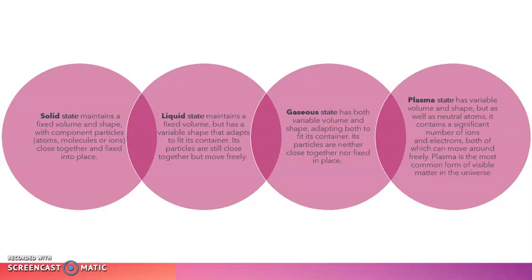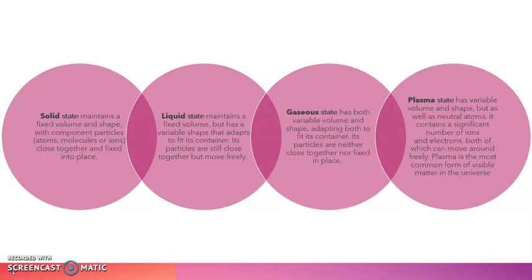That means it does not have any inherent shape, but it will mold itself according to the shape of the container. Particles are still close together and they can move freely. Next is gaseous state. It has both variable volume as well as shape, and it adapts both to fit the container and the particles are neither close together nor fixed in place.